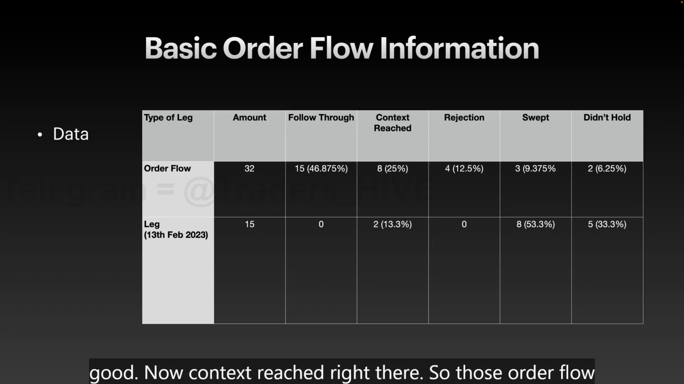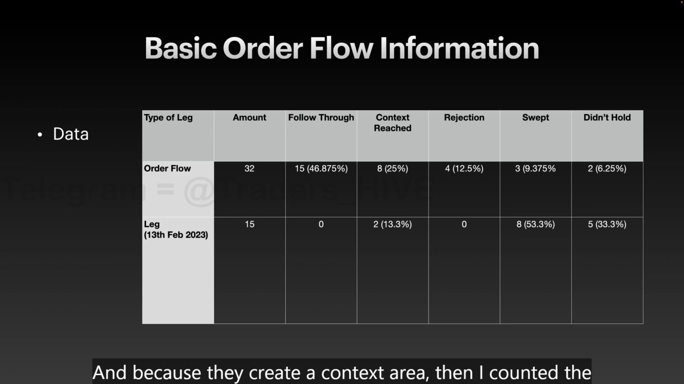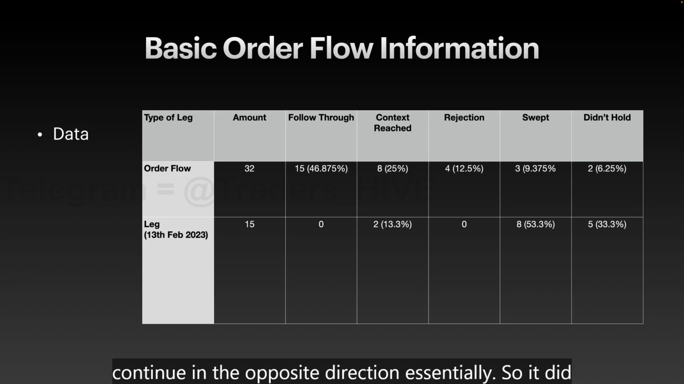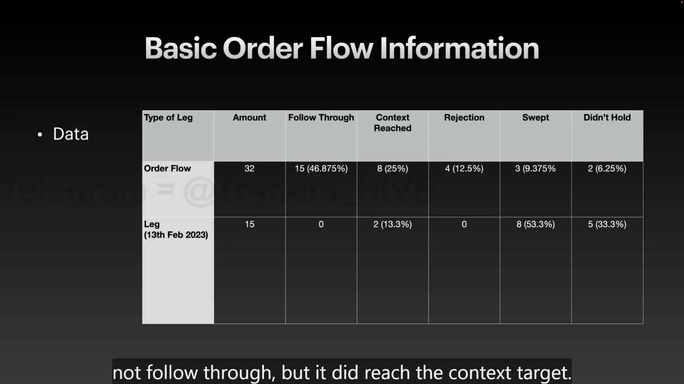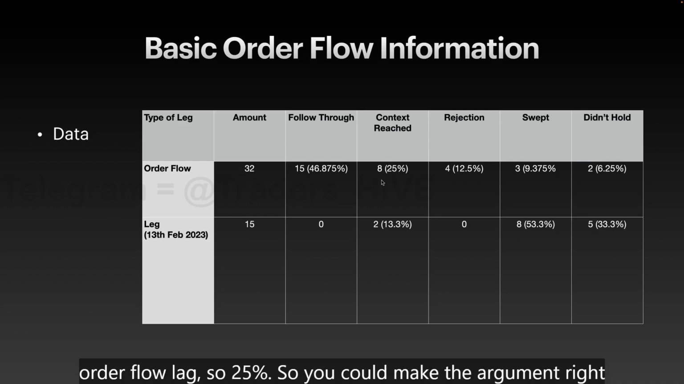Now, context reached right there. So those order flow lags, they of course create a context area as we know it. And because they create a context area, then I counted the amount of times where it reached the context, but then swept the context to then continue in the opposite direction, essentially. So it did not follow through, but it did reach the context target. That was 8 times of the 32 times right there we had an order flow lag, so 25%.